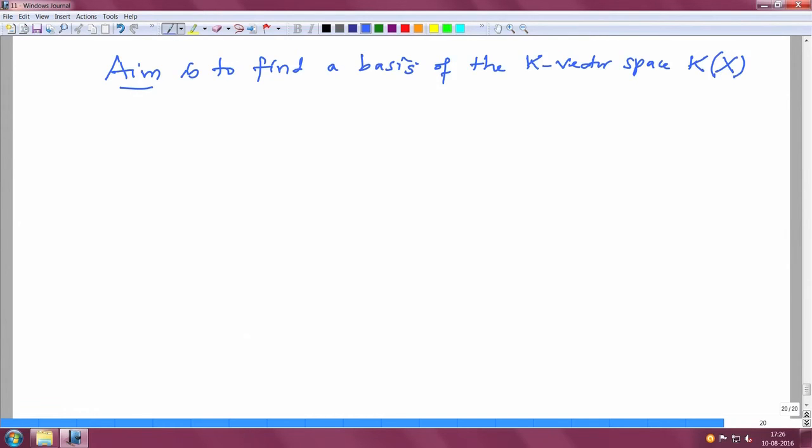So I want to talk first about the case where the denominator polynomial splits into linear factors. So I want to recall what a partial fraction decomposition is.